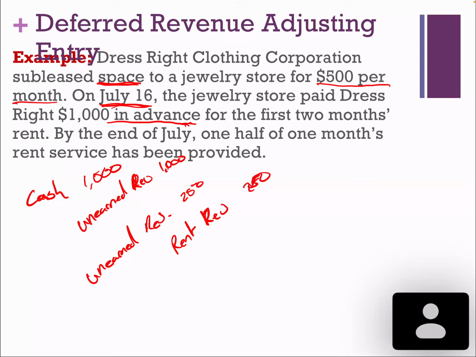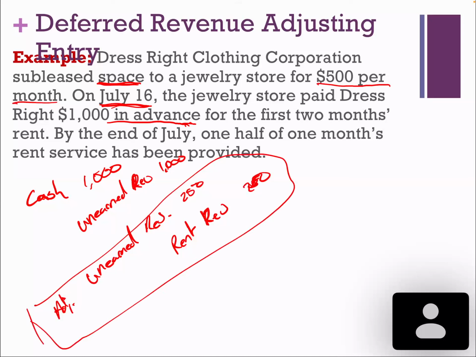Okay. Remember though, if more months go by, then you would do bigger numbers. So let's say a month went by, then it would be $500 to unearned revenue and $500 to rent revenue. Okay. So that's the adjusting entry. Do you see how this part here doesn't really deal with the external party? This part here does, right? They gave us cash. We're saying we didn't earn it yet, so we're recording a liability.